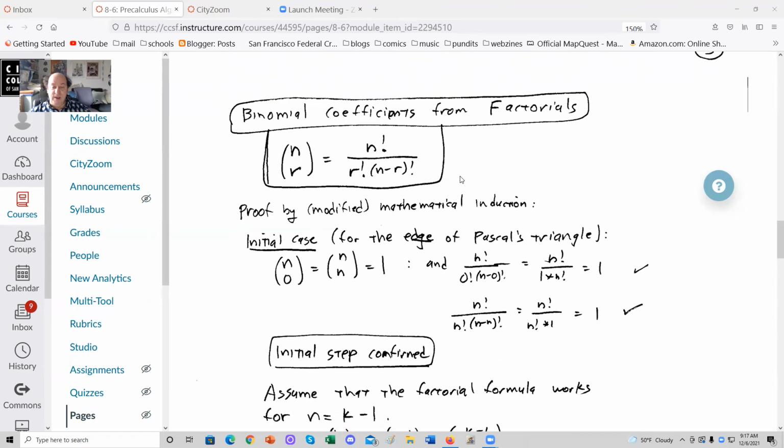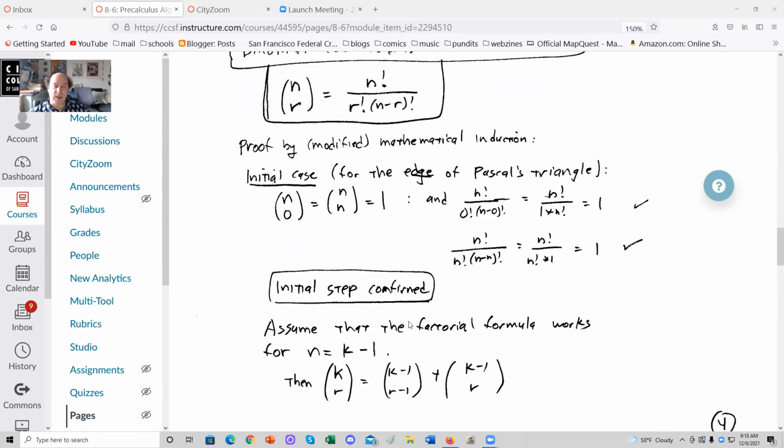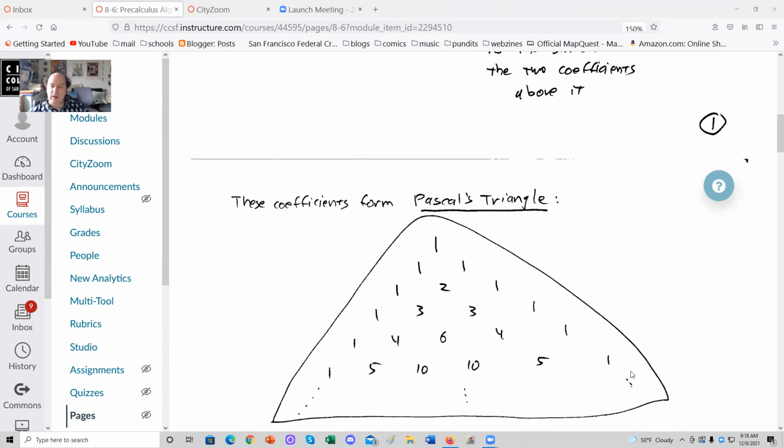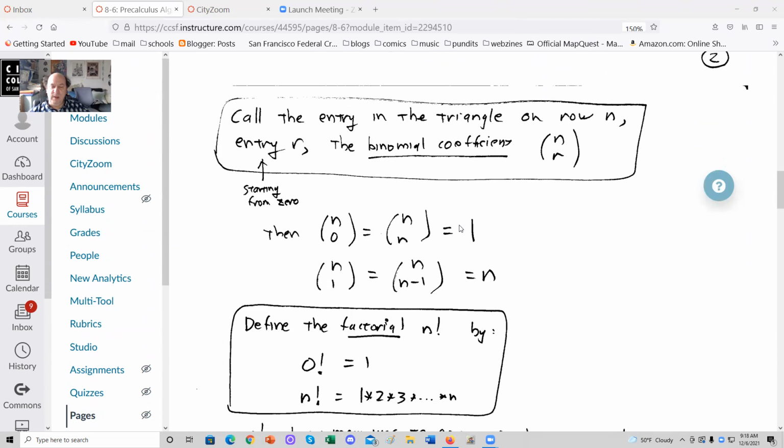All right, now I'll go through the irritating part of proving it by mathematical induction, which is what we covered last time. The idea is that if we can prove this for some initial case, and then prove that if it's true for a certain case, it's true for the next case, then it's proven for all. So the initial case is the edge of Pascal's triangle: n choose 0 equals n choose n equals 1. So let's prove that these ones go down here and here. Well, let's see.